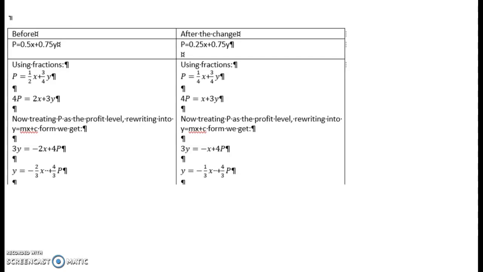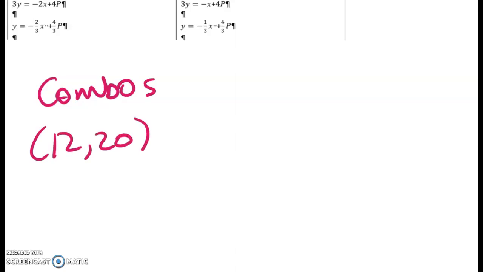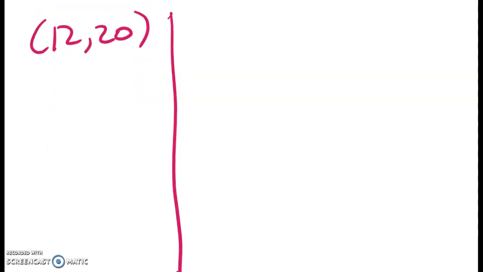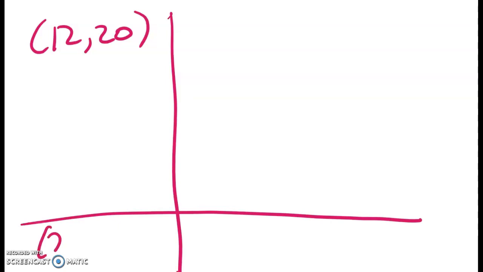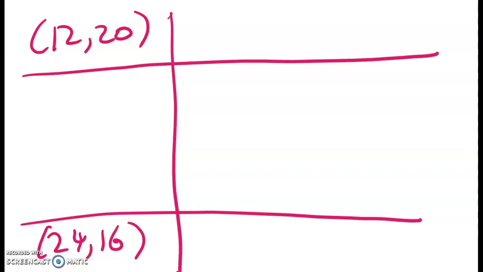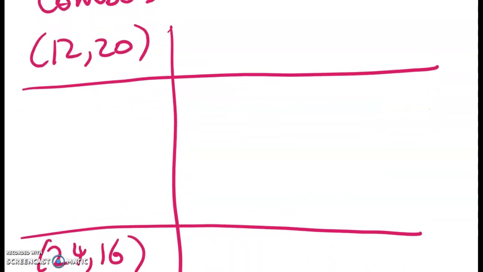Okay, so you can do that. I've written up for you so you can pause the video and go through what's happened with the two cases. So this is before the profit change, and then this is after the profit change. So my combinations that I've got to check out are now these. I've got 12 and 20. And I know that at the end of that line segment, I've got 24 and 16. So now we're just going to fill in the gaps with all of the integer valued ones.